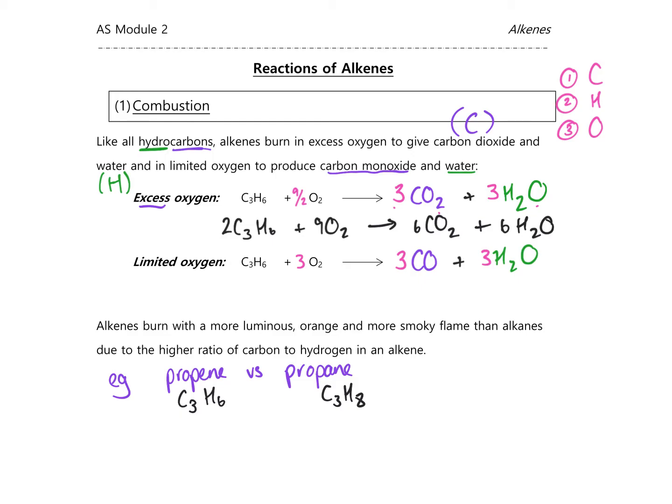If we were to actually calculate that for each of these molecules, carbon to hydrogen in propene is 3 to 6, which is the same as 1 to 2. In propane then, our carbon to hydrogen ratio is 3 to 8, and that would simplify down, if we divide it by 3, to 1 to 2.666, if we round that off to 2.7. So you can see that it's a higher ratio of carbon to hydrogen. So in propene, there's 1 carbon for every 2 hydrogens, but in propane, there's only 1 carbon for every 2.7 hydrogens on average. So that higher ratio of carbon to hydrogen gives it a more orange, smoky flame than alkenes.